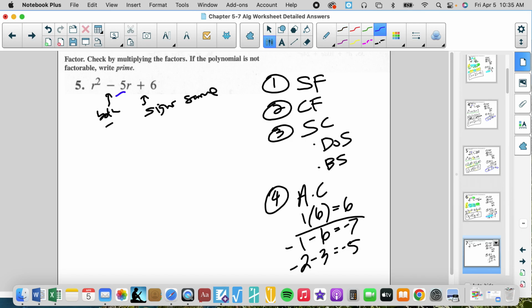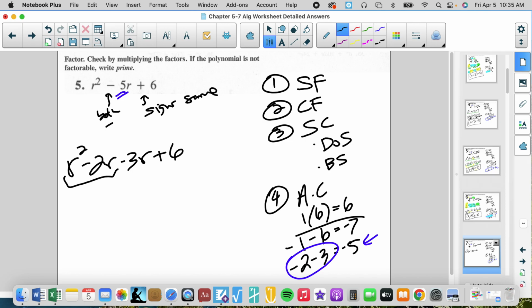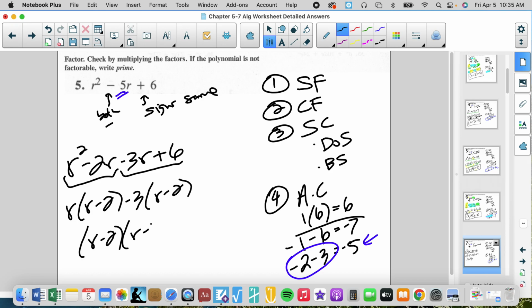Which one is equal to my middle? That's going to be negative 5. So I'm going to pull those two factor pairs. And we get r squared minus 2r minus 3r plus 6. Factor by grouping. We're going to factor out an r. You get r minus 2. We're going to factor out a negative 3 because my first term is negative. And you get r minus 2. r minus 2, r minus 3.